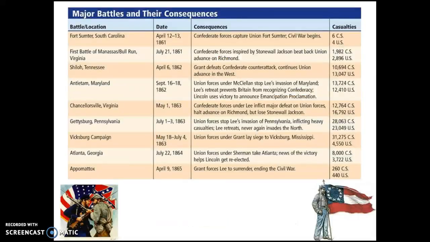And this is just an overview of the major battles that we'll talk about in class. We already talked about Vicksburg and Gettysburg and Atlanta, Georgia, and then the surrender was at Appomattox. But like I said, this is just an overview of the major battles of the Civil War.